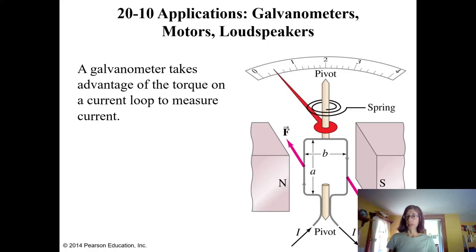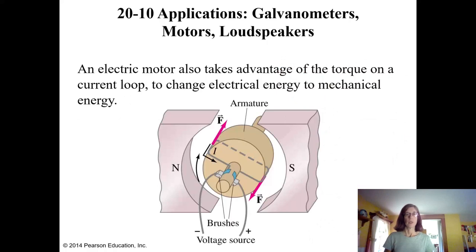Another application is a galvanometer, and a galvanometer can be used to measure current. In this case, you've got a torque due to this looped current, and as you apply a current here, it causes this gauge to move, and it's calibrated to do that proportional to the amount of current being applied. An electric motor also takes advantage of this torque produced by a loop of current. We didn't really talk about loops; the math gets a little bit more complicated.